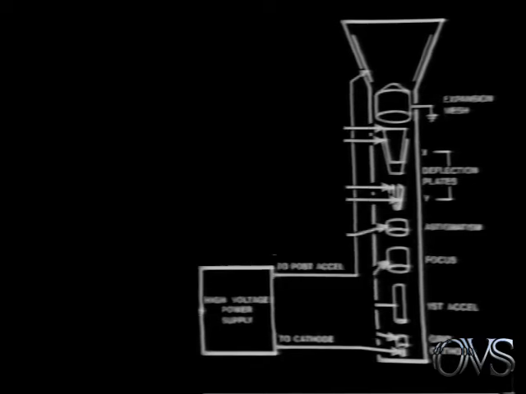The CRT requires high operating potentials in order to produce an electron beam. This high voltage power supply provides a negative 4,500 volts to the cathode and a positive 24 kilovolts to the post-accelerator terminal, a total of 28.5 kilovolts beam accelerating potential.